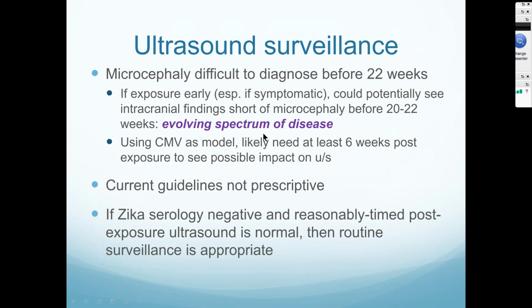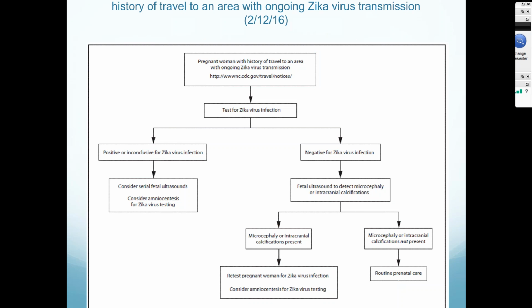So, if that's the case, what should you do? I think if you look at CMV as the model, it really needs at least 6 weeks post-exposure to see any possible impact on ultrasound. And really, as you know, the current guidelines are not prescriptive. If the serology is negative and, reasonably timed post-exposure, ultrasound is normal, then routine surveillance of these patients is going to be very appropriate for us to do. I don't think we have to look every 2 weeks because we're not going to find the difference.